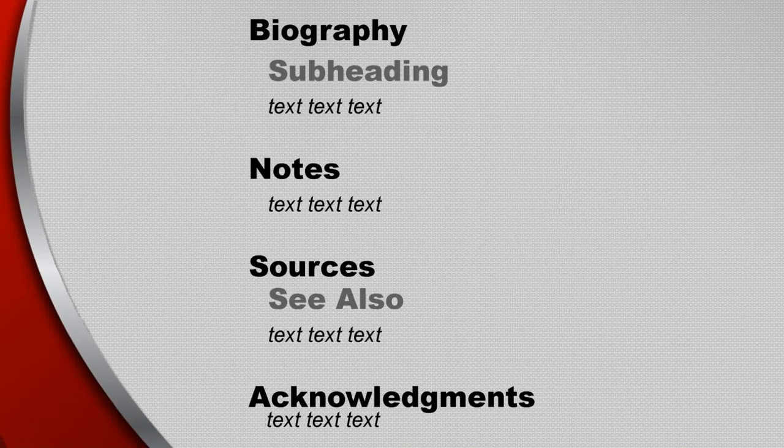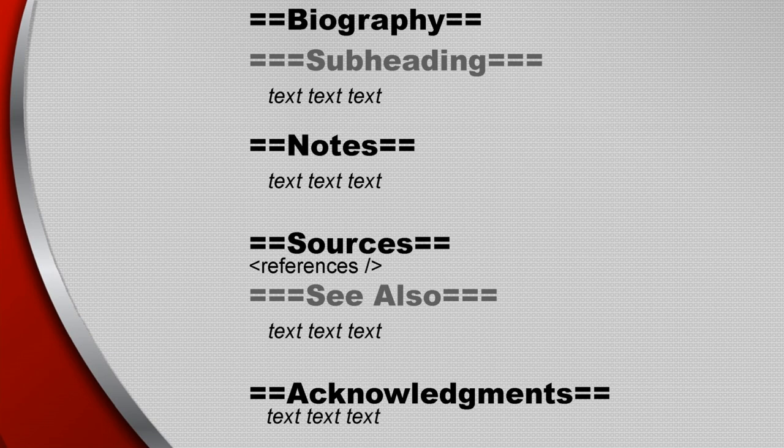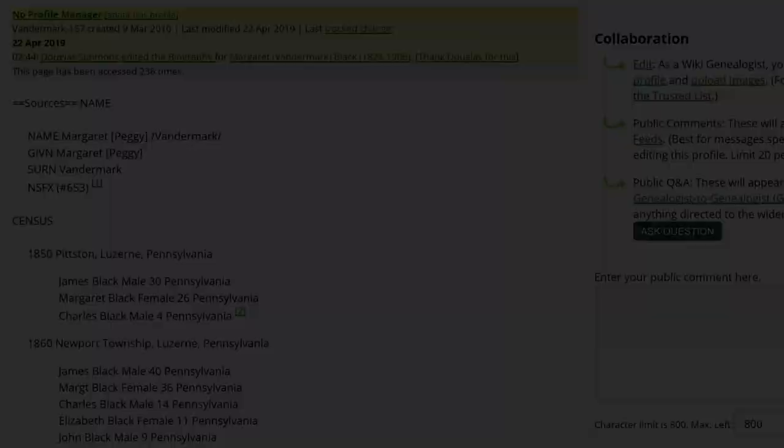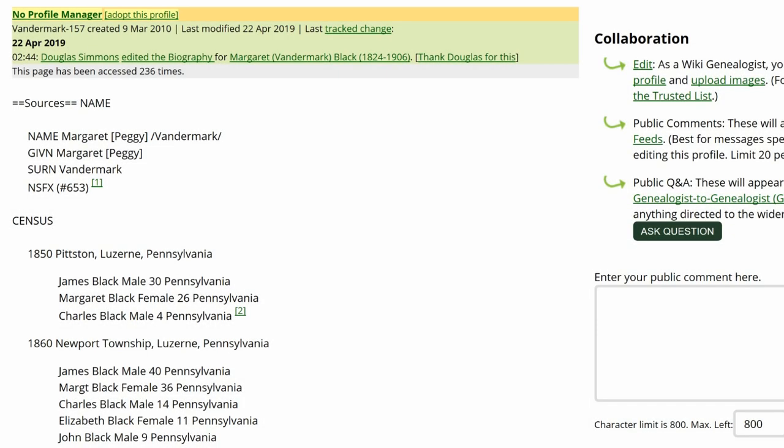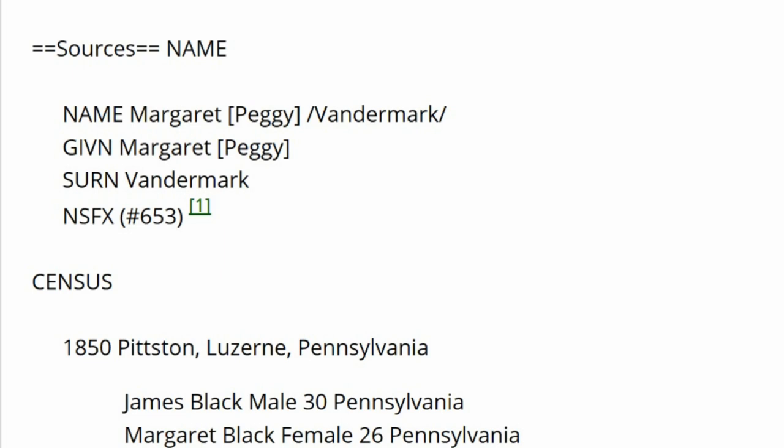The proper order to use for headings looks like this in a profile's public view: biography, subheadings, notes, sources, see also, acknowledgments. And like this in the editing screen, with the only difference being that you can see the heading code and the references tag. Miss any one of these elements, and a suggestion is generated. An easy way to tell if something is wrong is that code will show in the profile's public view.